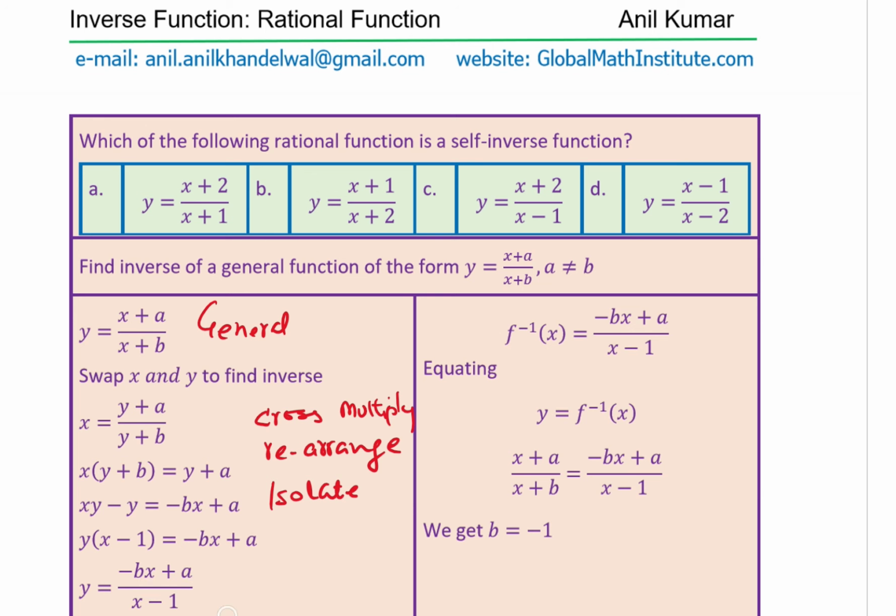Correct? Now we are looking for self-inverse. We got the function which is x plus a over x plus b, and we also got the inverse which is minus bx plus a over x minus 1. So we got this here. Do you see that? Now, if you compare these two functions, what is the condition of y equals to f inverse? So that is to say, where are these two equal? Well, by simple comparison, what do you notice? You notice that this term b should have been minus 1. So b equals minus 1 makes them self-inverse.